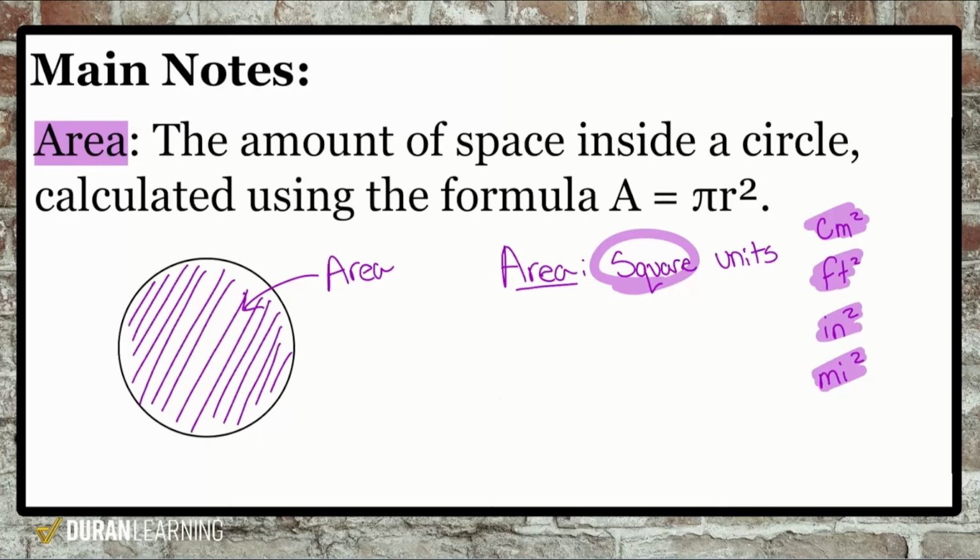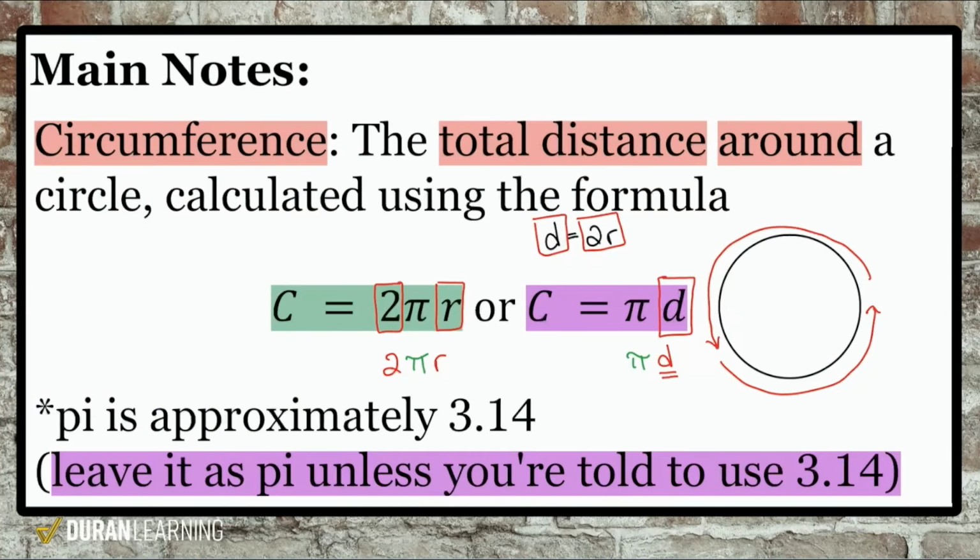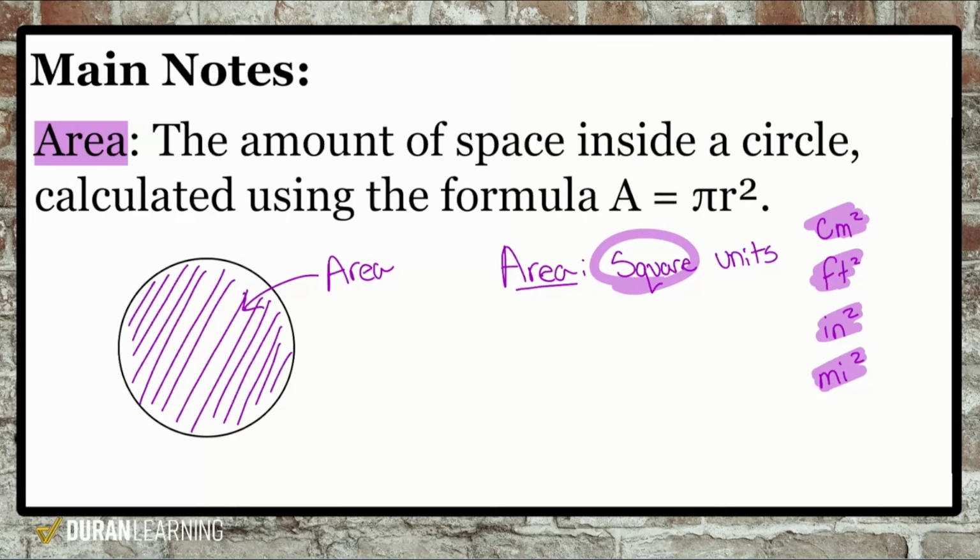When we are talking about circumference or perimeter, if you understand it better that way, we're talking about a distance. That is what circumference is. It is a regular distance. It can be centimeters, inches, miles, yards. But if we're talking about area, it's always going to be presented in square units.